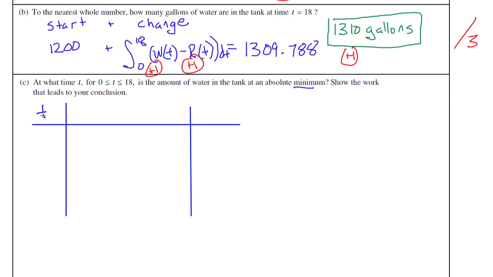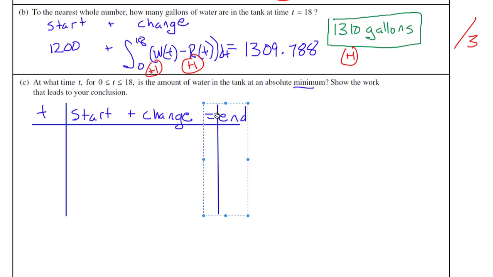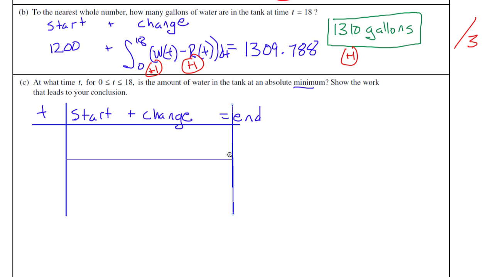We have our t values. We have our start. We have our change. I'm realizing we're running out of room here, so I'm going to move that line over. Change, and that's going to be equal to our end values. Let me move this bar to the right-ish. I can grab all of this and move it a little bit more, then move that bar back.